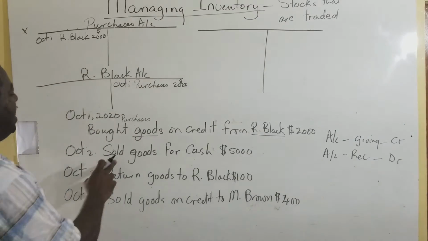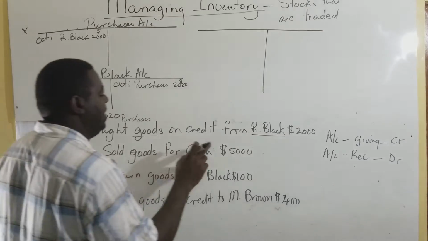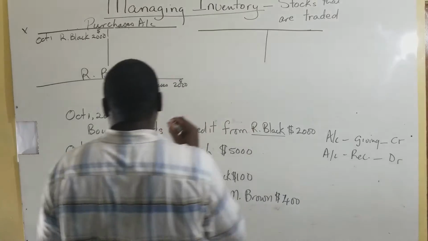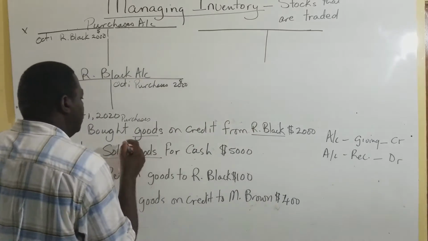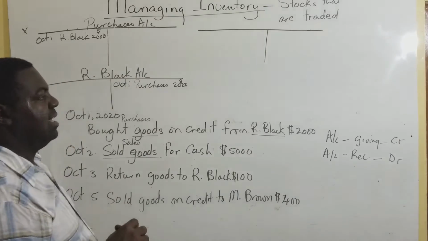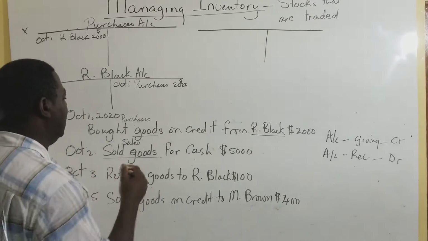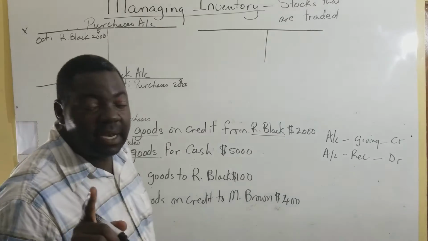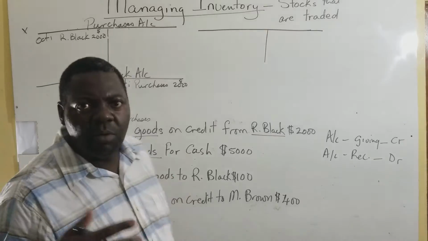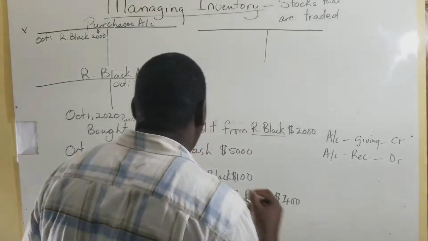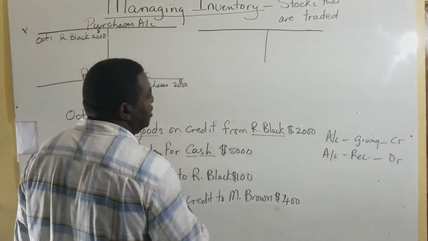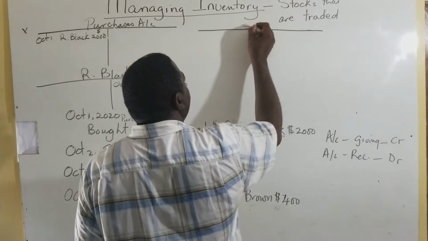All right, our next transaction says we sold goods for cash. Sold goods will mean our sales account. So what we're going to ask ourselves is, what is it that we're selling? We're selling goods. And once we're selling goods, we are going to open our sales account. And what are we receiving when we sell the goods? Cash. So the sales account and cash. So we'll open the sales account.